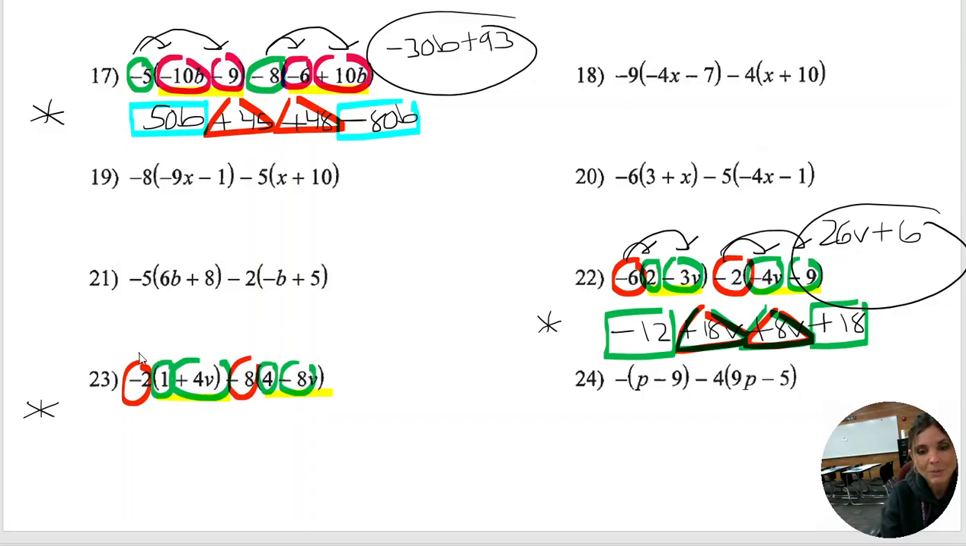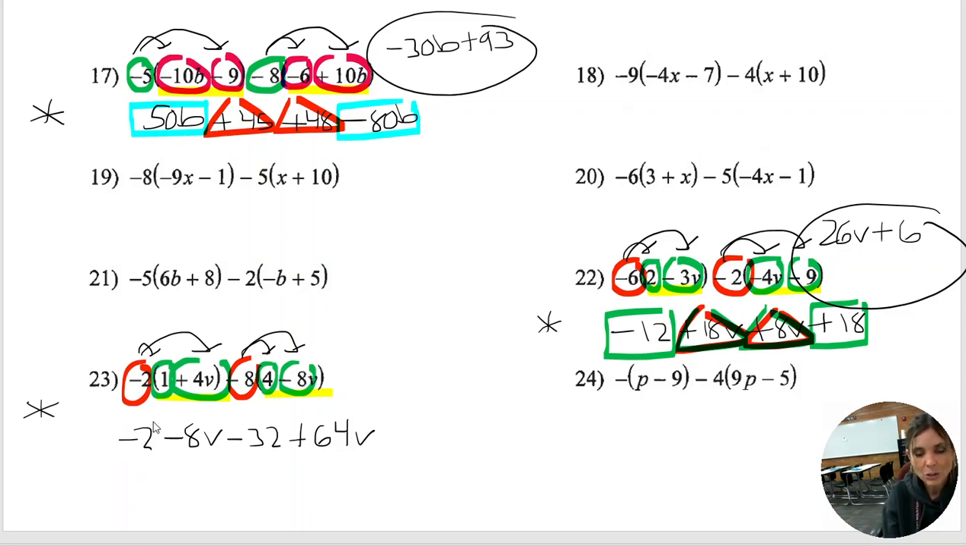Okay, distribute first. Write down what you get. Then combine like terms. So negative 2 times 1 is a negative 2. Negative 2 times 4v is a negative 8v. And then we have negative 8 times 4, which is negative 32. And then a negative 8 times a negative 8v, which is a positive 64v.